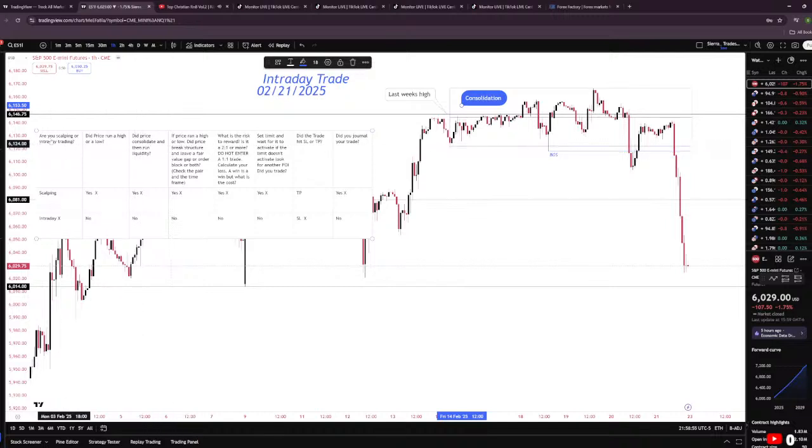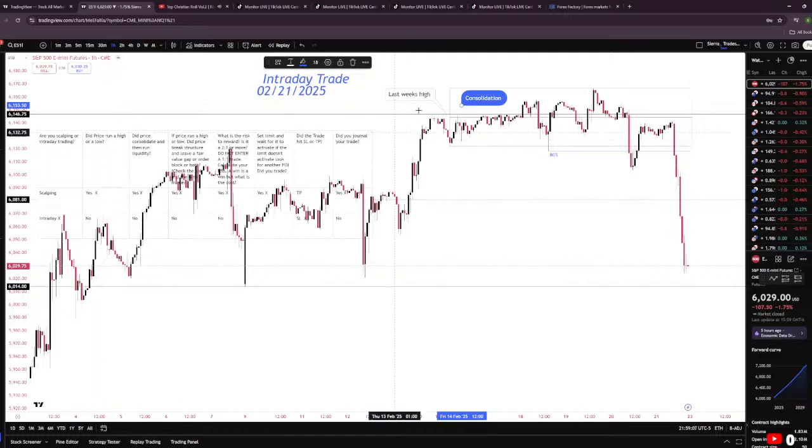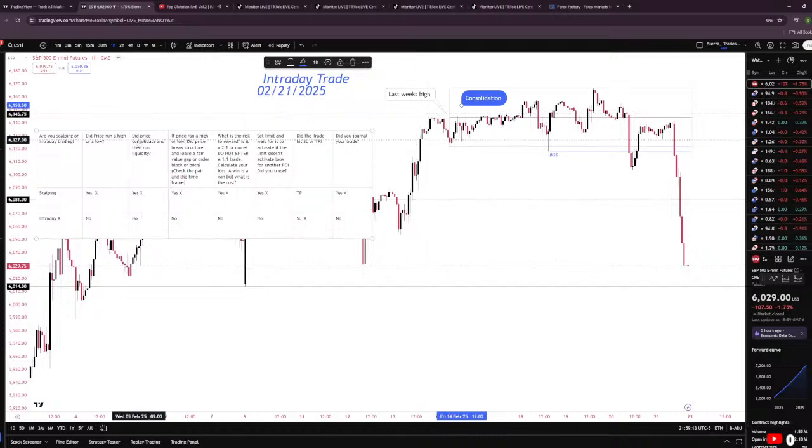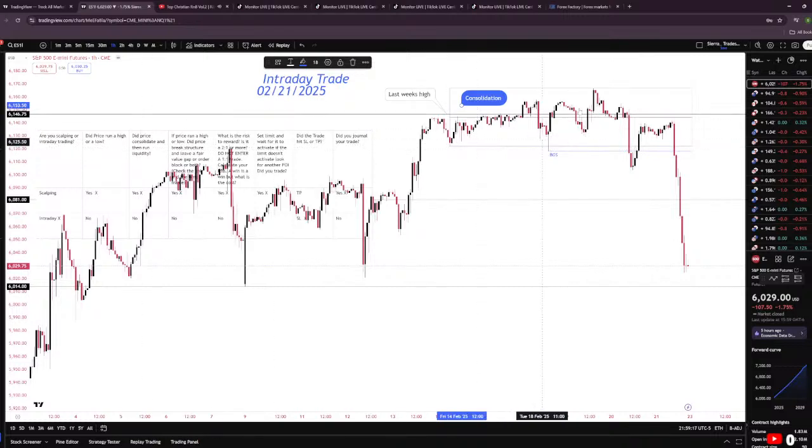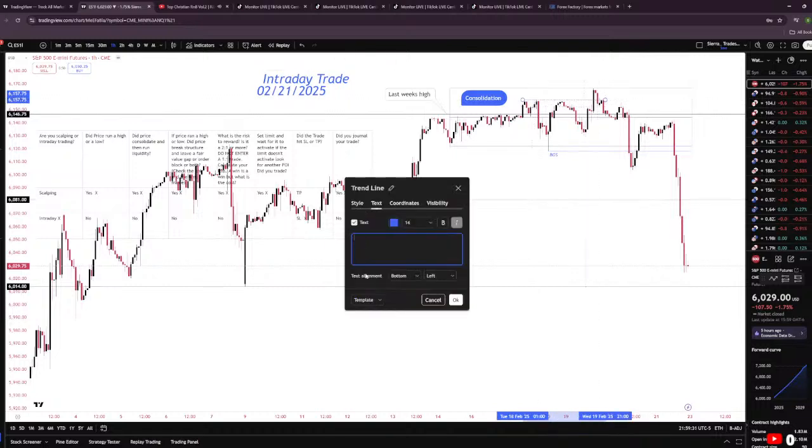Go back. Am I scalping or intraday trading? We established it was an intraday trade because I did my weekly CRT. Did price run a high? We established that yes, price ran a high because this line right here represents last week's high. Did price consolidate and then run liquidity? Price started to bounce between this high and low. It gave us a higher high, which ran our last structure point, which is our liquidity run.